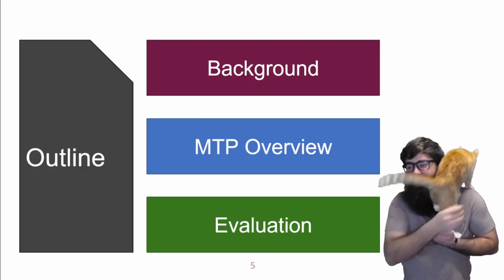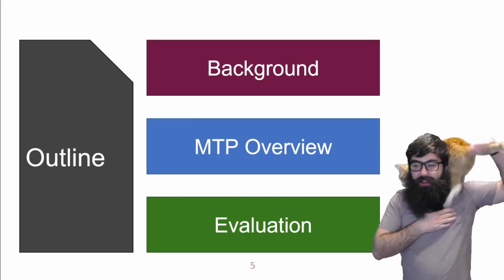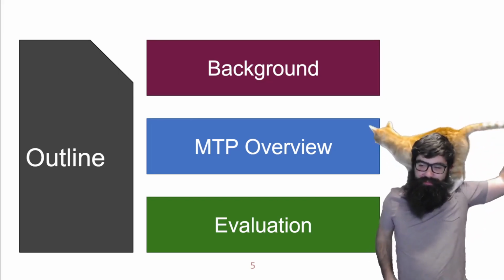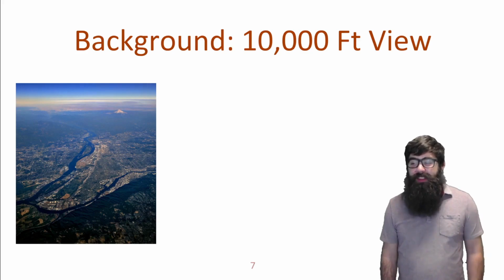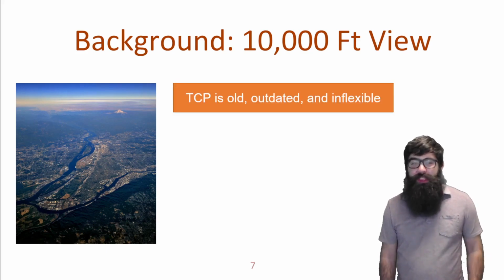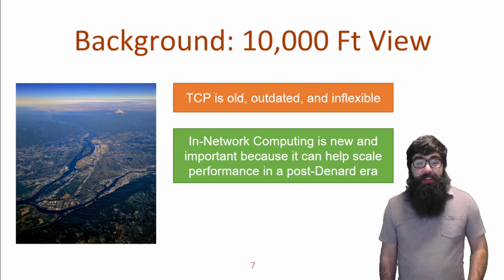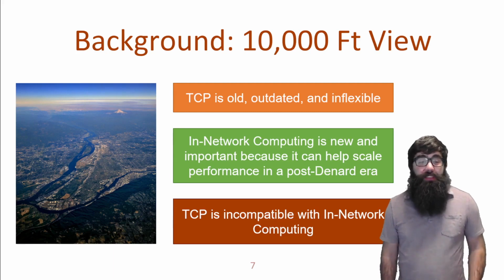The rest of this talk, I'm going to start with some background. I'm going to move on to an overview of MTP and some evaluation. I'm going to start our background at a high level, and there are three main points I would like you to take away. First, TCP is old, outdated, and inflexible. Second, in-network computing is new and important because it's going to help us scale performance in a post-Dennard era. And third, TCP is incompatible with in-network computing.